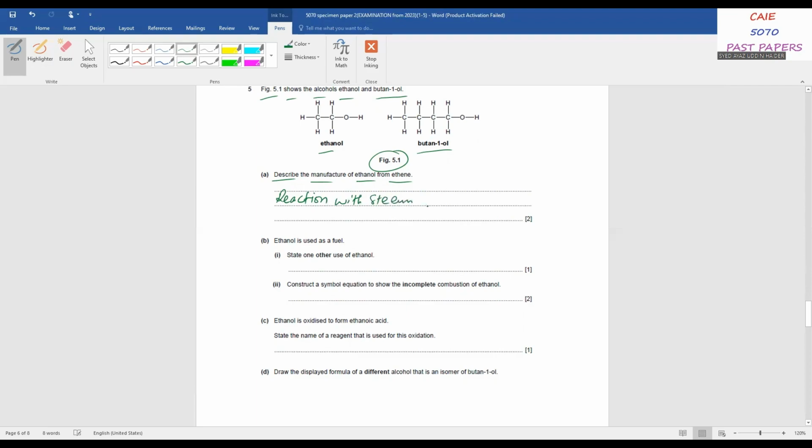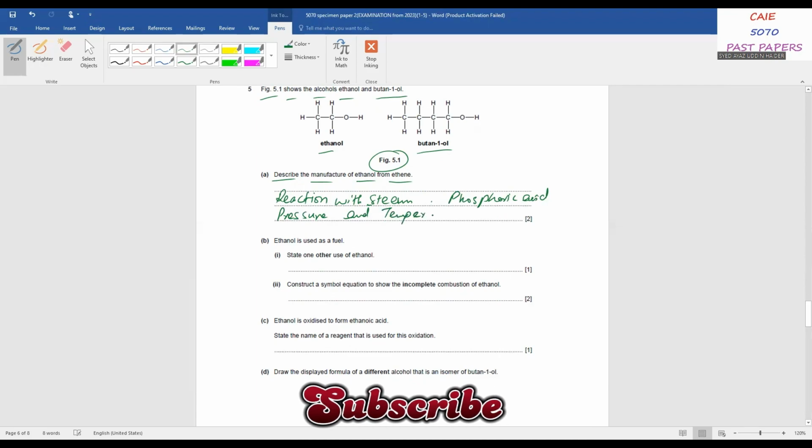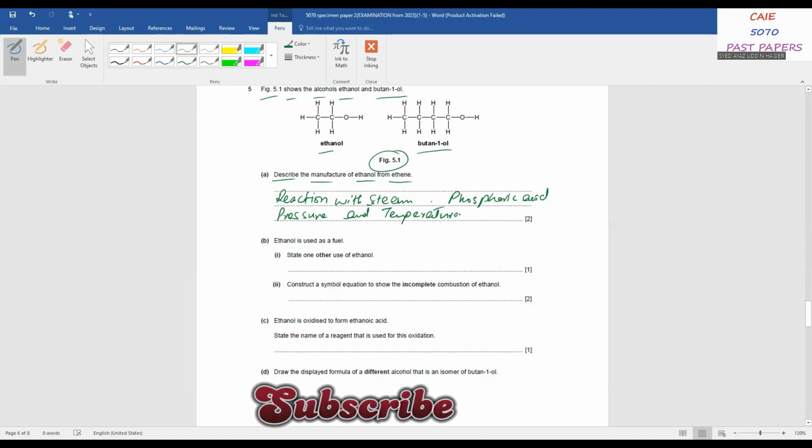Mention the name of the catalyst. That is phosphoric acid. Other conditions, you have pressure and temperature if you want. But this is enough. These two are enough.